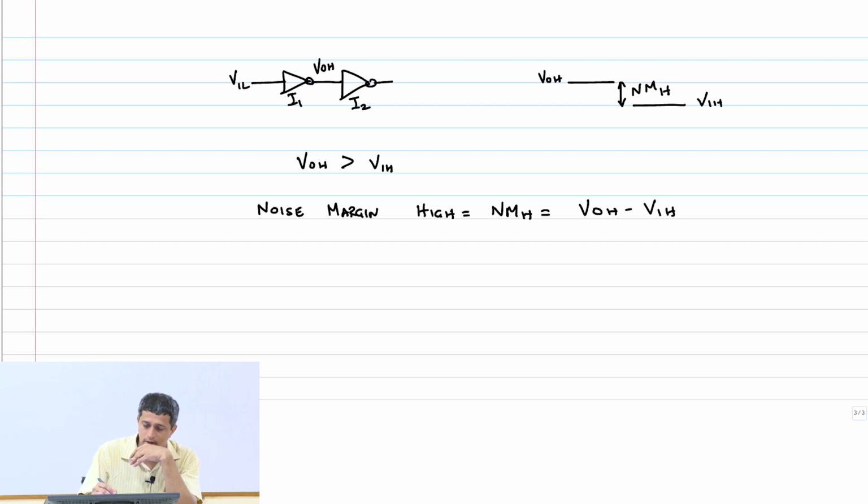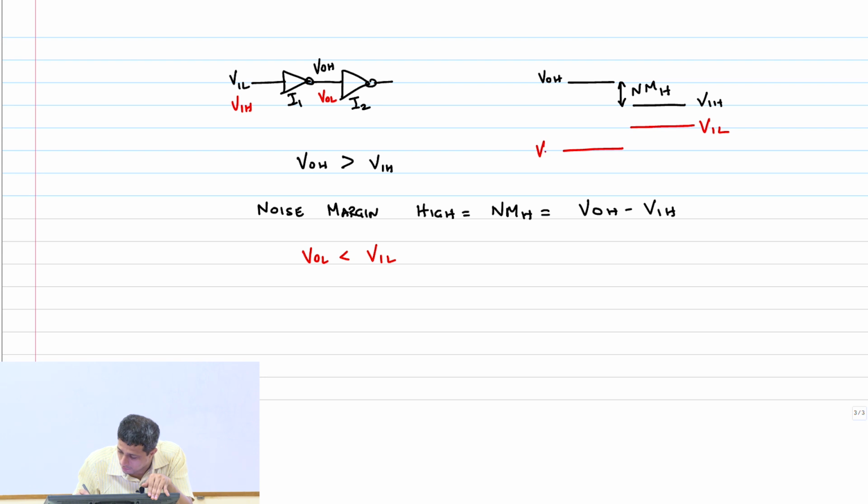Okay. Now, if this is VIH, what will the output of the inverter be? I1, VOL. What is the condition for VOL to be recognized as a logic low for inverter 2? VOL should be less than VIL. Correct? So, this is my VIL and somewhere here is my VOL.